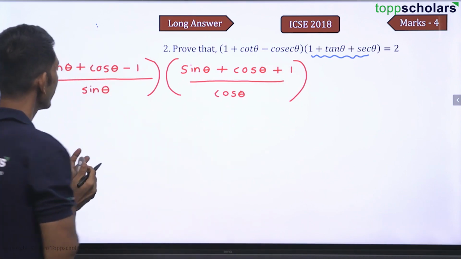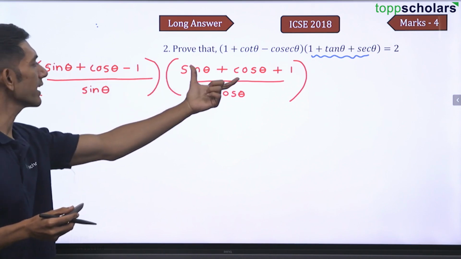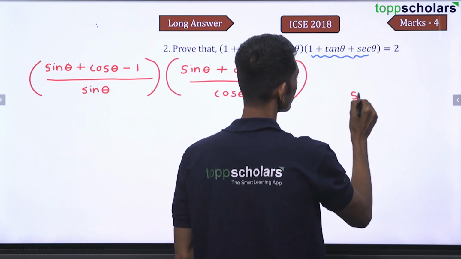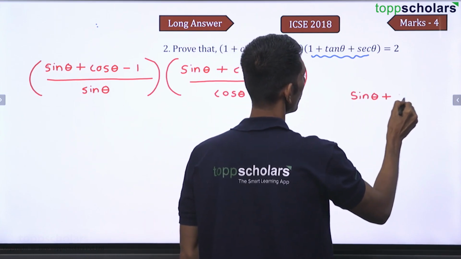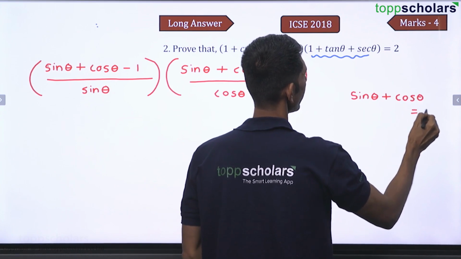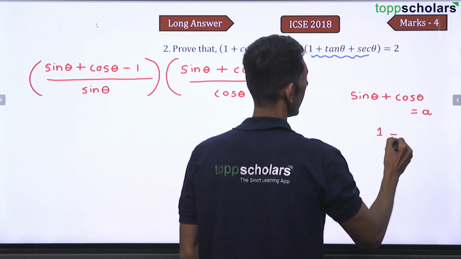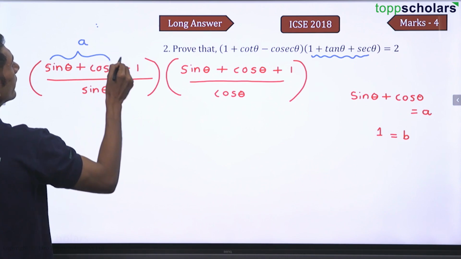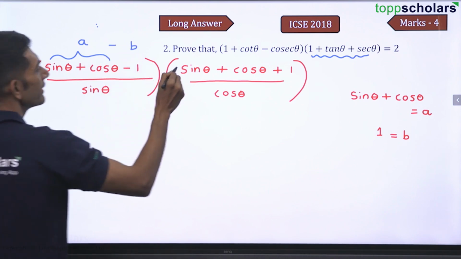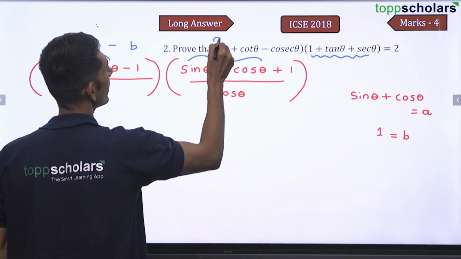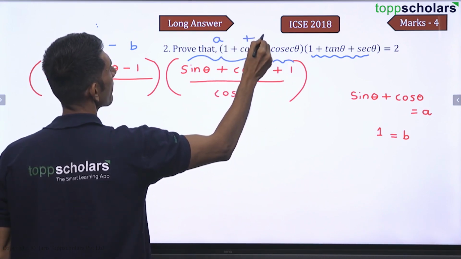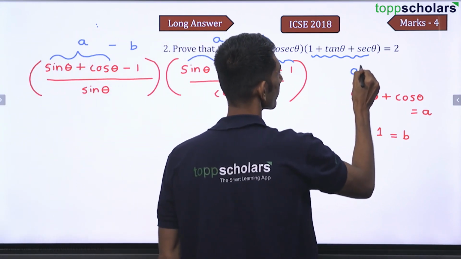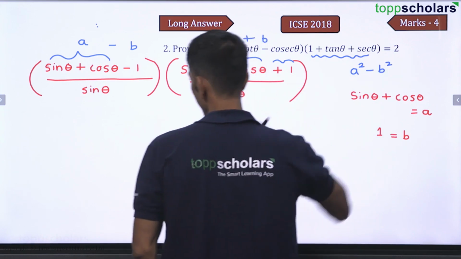Correct? Now understand very carefully. So here sin plus cos, here sin plus cos, here minus 1, here plus 1. So if I consider sin theta plus cos theta as A, and if I consider 1 as my B, here I have a format of A minus B, and in the other bracket I have A plus B. What is A minus B into A plus B? A square minus B square.